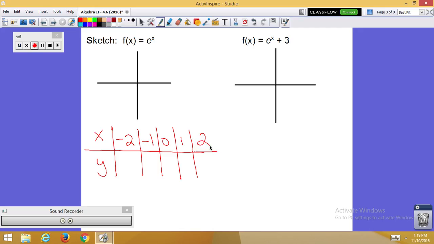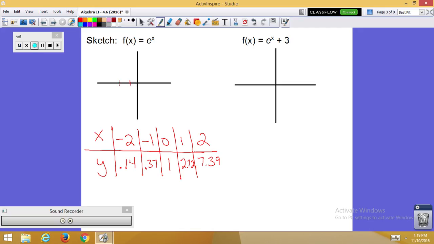When I type in e to the power of -2, I get about 0.14. e to the power of -1, I get about 0.37. Anything to the power of 0 is 1. e to the first is about 2.72. And e to the second is about 7.39.